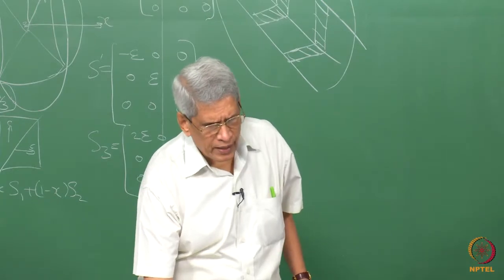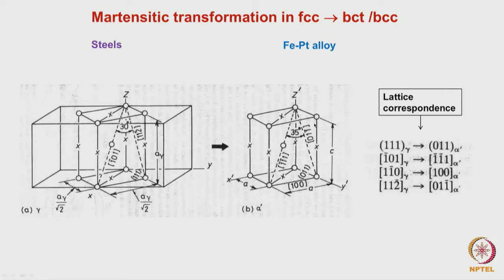And if we look at it here, this is the BCC structure or the BCT structure which is being formed. This type of transformation is seen not only in steels, but in iron platinum alloy also, which is an ordered alloy. This sort of transformation is seen. We will not talk about this. We will only consider these steels, which are practically of more importance.